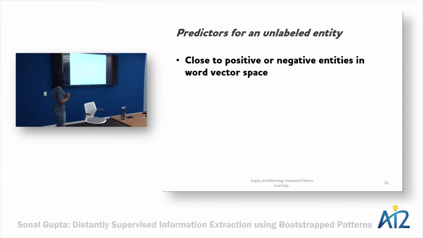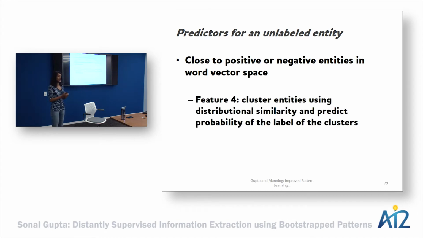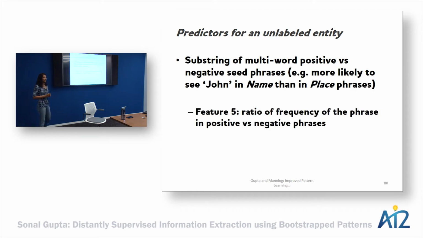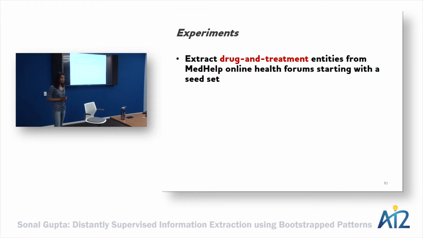And then you want to see in word vector spaces how close this entity is to the known entities. So you have clusters of words, and you label each cluster as a positive cluster or a negative cluster, based on the entities in that cluster. And this turned out to be a very powerful feature. Another one, because we have multi-word phrases, is to see how often a word occurs in positive versus negative phrases. So John is more likely to be a name than a place, because it might occur in name phrases. So you just look at the ratio of the frequency of the word in positive versus negative phrases.